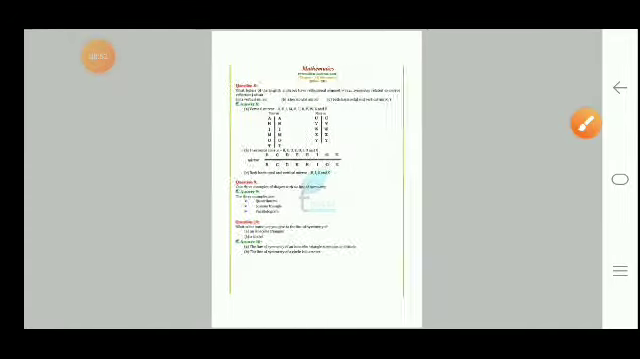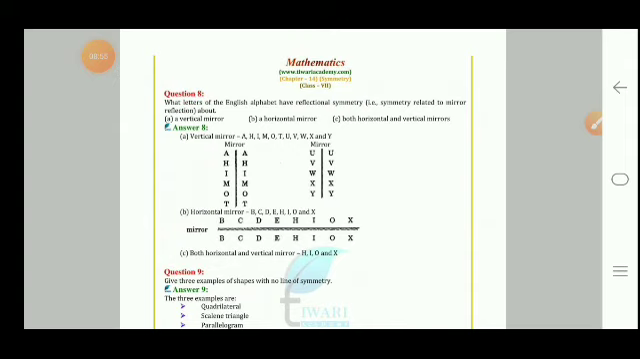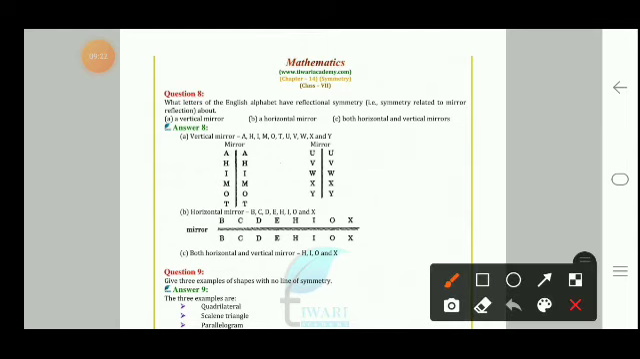Okay, then coming to the next question, question number 8. Which letters of the English alphabet have reflected symmetry, that is a symmetry related to mirror reflection? A vertical mirror, horizontal mirror, both horizontal and vertical mirror. So looking here, for the vertical mirror we have A H I M O T U V W X Y. They are symmetrical, meaning we'll get the same image in all these figures.